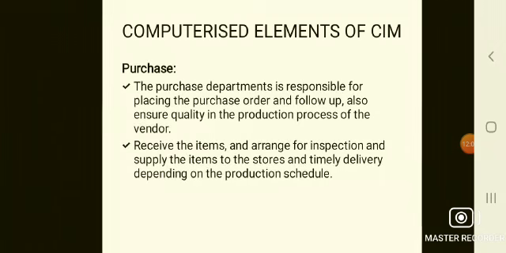Then purchase. The purchase department is responsible for placing the purchase order and follow-up. It also ensures quality in the production process of the vendor, receives the items, arranges for inspection, and supplies the items to stores, with timely delivery depending on the production schedule.